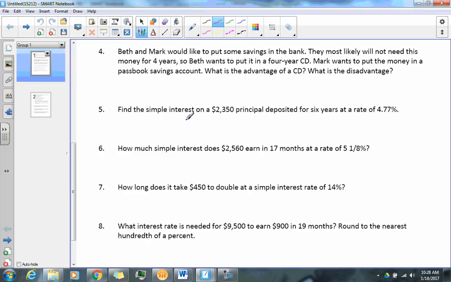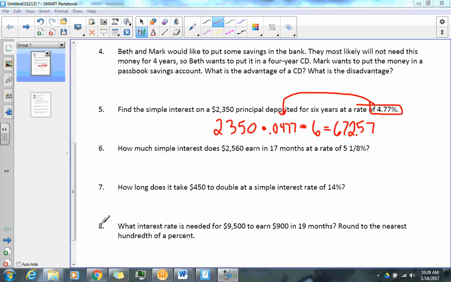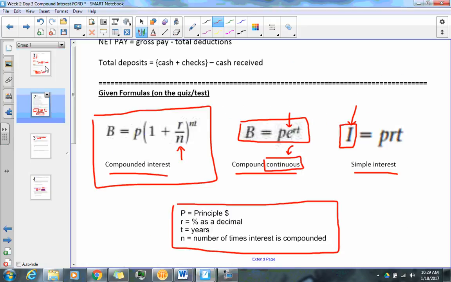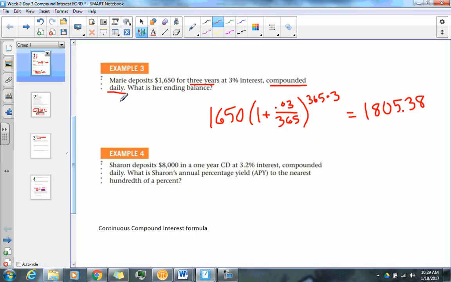So we're just going to use our simple interest formula. So $2,350 times the percentage, remember, as a decimal, move your decimal 2 over, times 6 gives me $672.57. Now, let me show you real quick. This is where simple interest is different from everything else. When you're dealing with the compound interest questions, this problem right here tells you how much money is in the account after 3 years. After 3 years is $1,805.